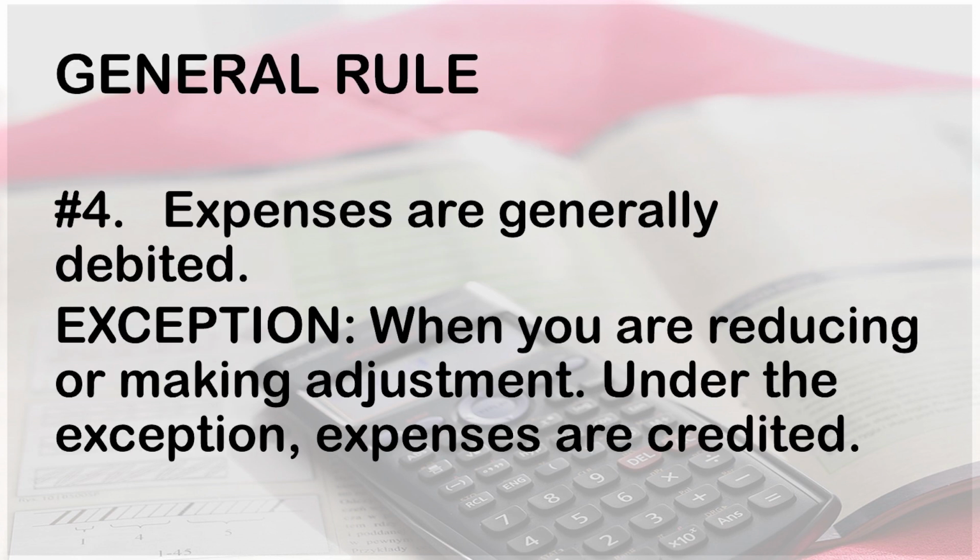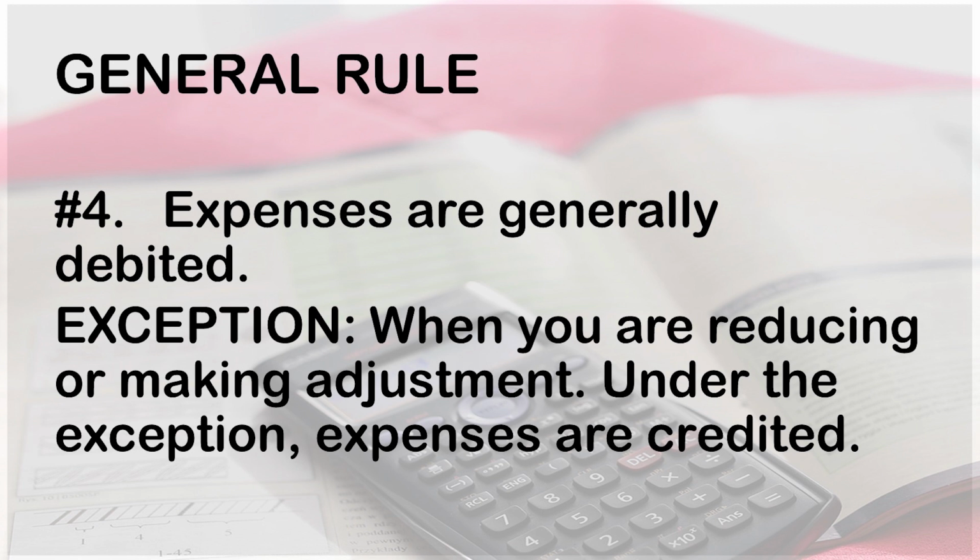Let's take up now rule number 4. Under number 4, expenses are generally debited. The exception is when you are reducing or making adjustments. Under the exception, expenses are credited. Of course, in order to afford deduction or reduction, there must be an opposite posting.